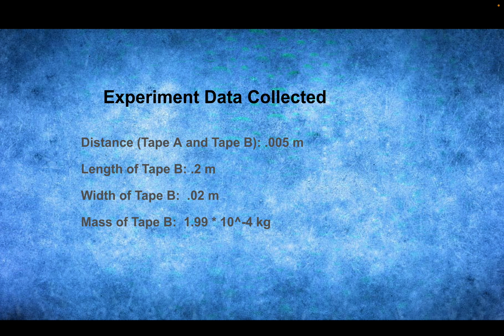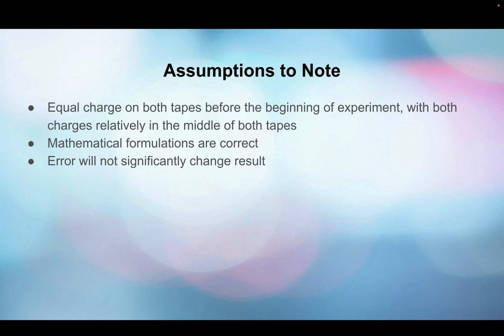The experiment data was collected by measuring the actual tape that was used and finding out all this information. First, the distance between tape A and tape B was determined to be 0.005 meters. Second, the length of tape B was determined to be 0.2 meters. The width of tape B was determined to be 0.02 meters, and the mass of tape B was measured to be 1.99 times 10 to the negative fourth kilograms.